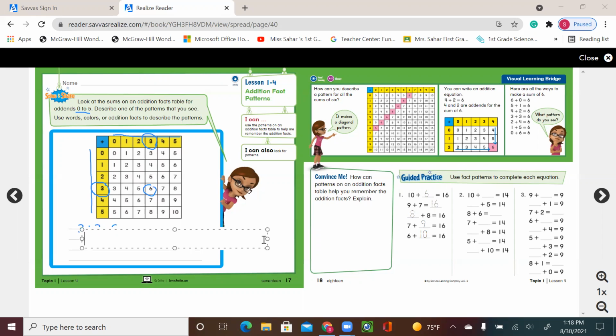All right. So 2 plus, remember it was 3 plus 3. So I take 1 from the first addend and add it to the second addend. So 2 plus, instead of 3 it would be 4, equals 6. So that was another way to make 6. All right. Let's see. Do we have more? I think we do.